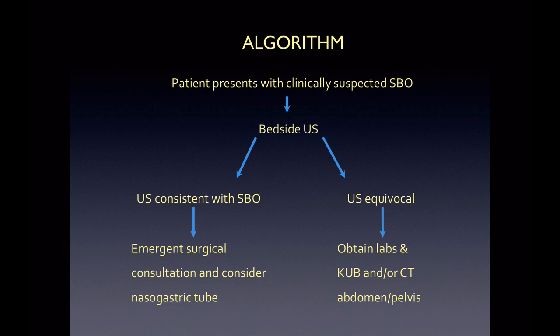The algorithm for patients presenting with suspected SBO is as follows. You get a patient presenting with acute abdominal pain, peritonitis, abdominal distension or mass, and persistent nausea or vomiting. You're going to want to obtain a bedside ultrasound looking for SBO. If your ultrasound is consistent with SBO, you're going to want to get an emergent surgical consult and consider placing a nasogastric tube. If your ultrasound is equivocal, you're going to obtain an abdominal x-ray. Then if this test is also non-diagnostic, obtain a CT of the abdomen pelvis.